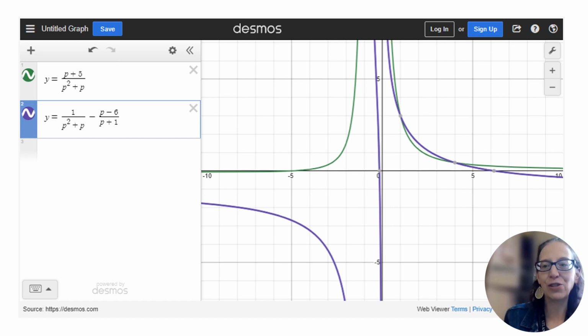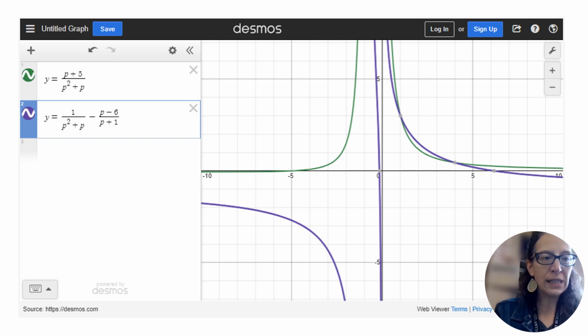If you are allowed access to a graphing utility like Desmos or like a graphing calculator, then you have the option of typing in the equations and graphing them and looking for the point of intersection. So this is the same problem we just did. Hopefully you can remember it, but we did the equation p plus 5 over p squared plus p. And so we're going to graph the left side, and then we're going to graph the right side. And again, use the y equals because in some situations that is going to allow you to see some things that you can't if you just put the expression in.